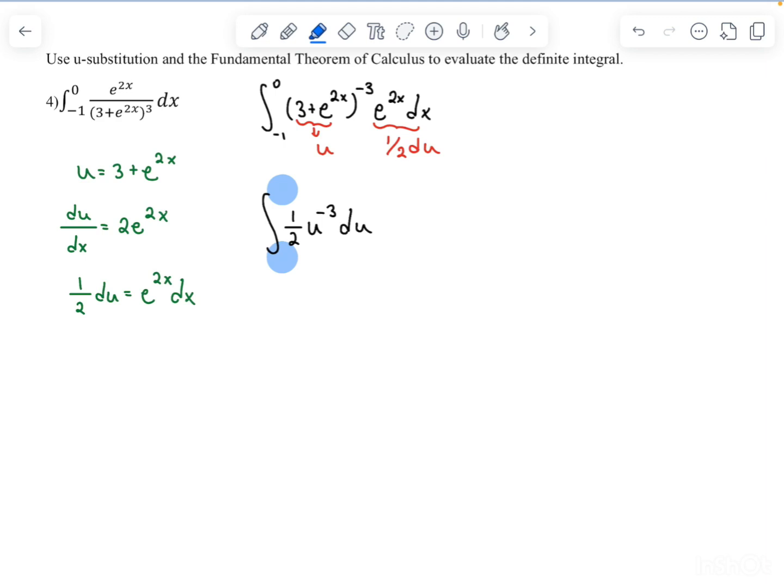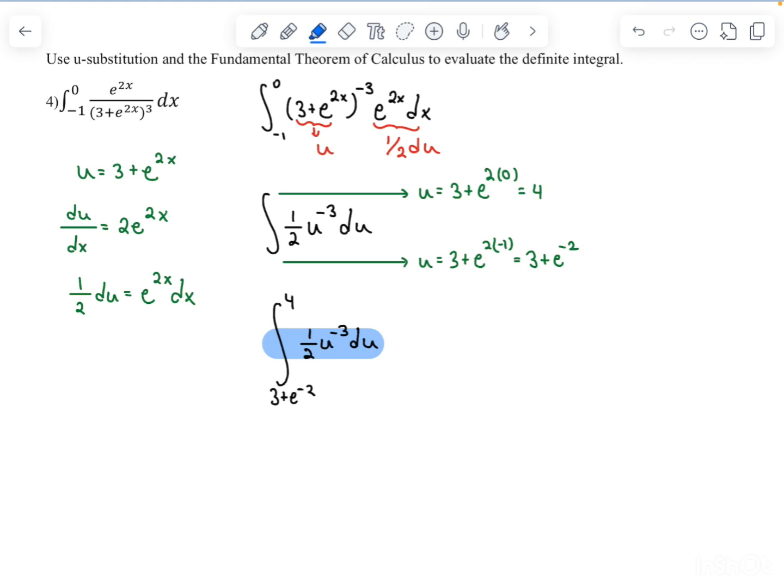To be able to evaluate this new definite integral, we will need to find new limits of integration that represent the variable u. We know that u is equal to 3 plus e raised to the 2x power. All we need to do is evaluate this expression for when x is equal to -1 and x is equal to 0, and we will have our new limits of integration. That will look like this. When x is equal to 0, u is equal to 4. When x is equal to -1, u is equal to 3 plus e to the -2 power. So our new definite integral will look like this.